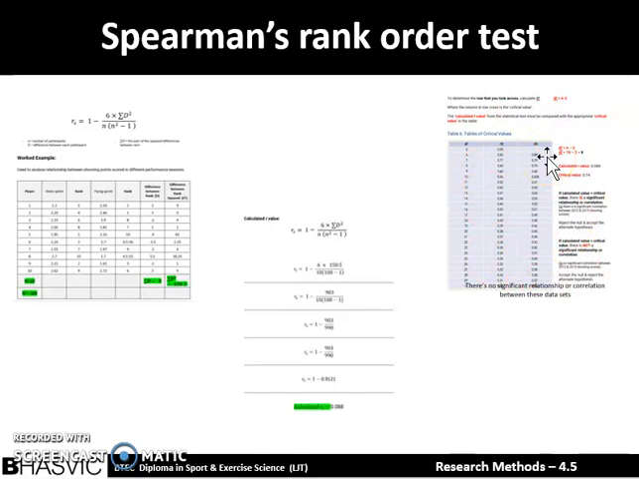So if my calculated value, which is 0.088, is higher than the critical value, there is a significant relationship. But if the calculated value is lower than the critical value, there is not a significant relationship. So my 0.088, which was my calculated value, is lower than 0.74, meaning there is no significant relationship or correlation between these data sets.